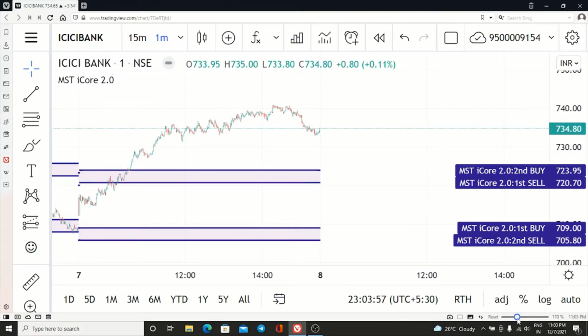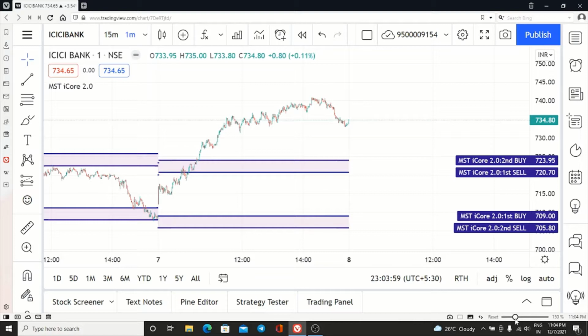Today, once again, I will teach you how to trade using our MST iCore 2.0 advanced trading system. Why are we calling this an advanced trading system? Because here everything is predefined: where to enter, where to keep the stop loss, where is the target, what should we do if we are in profit, what should we do if we are in loss. Everything is predefined. So when everything is predefined in trading, your emotions will not play any vital role.